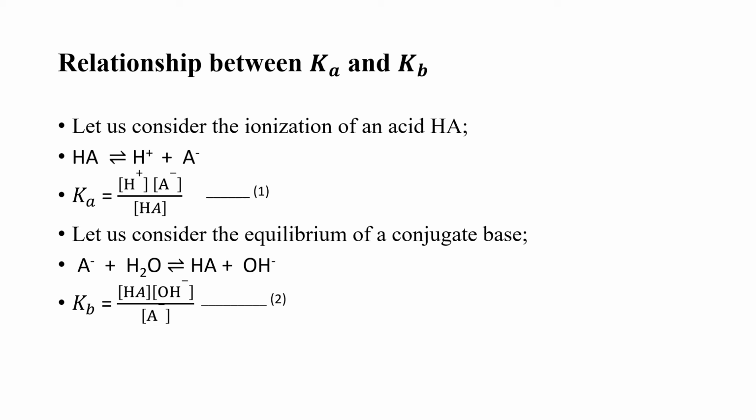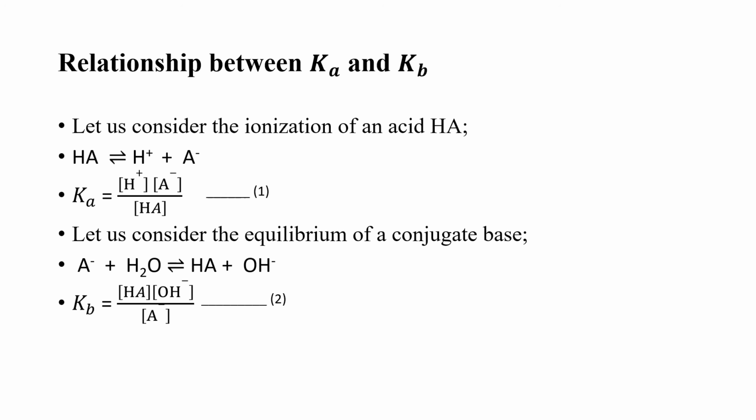Just like that, A negative will react with water to form HA. It will accept a proton, because A negative is a conjugate base and water is acting as an acid over here. So water loses its proton to form an OH negative ion. We can write the Kb expression for this conjugate base A negative. It would be the HA concentration multiplied by the hydroxide ion concentration divided by the conjugate base concentration. Clear?